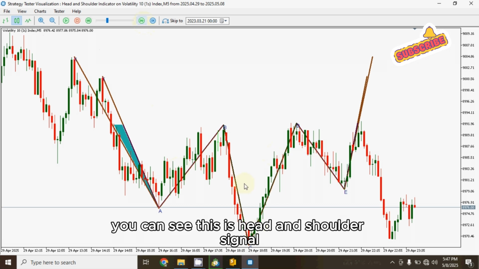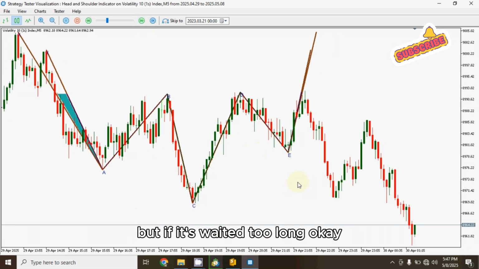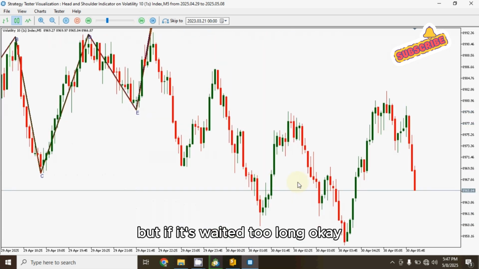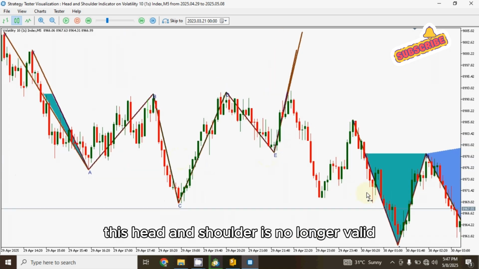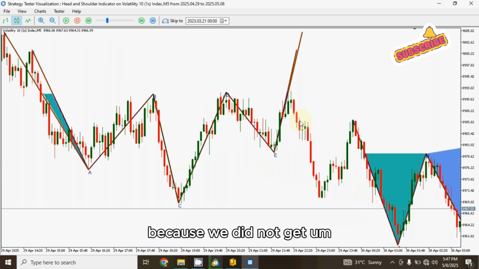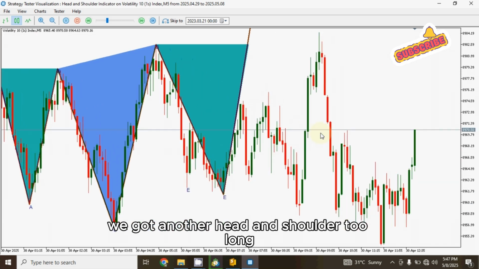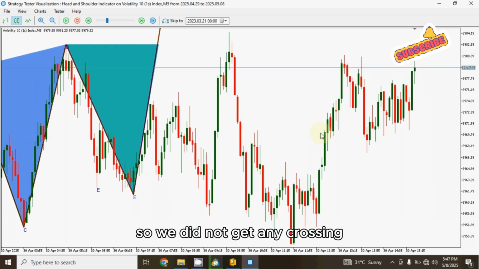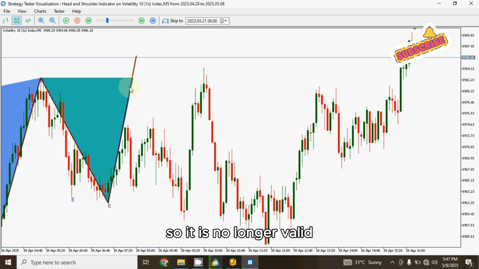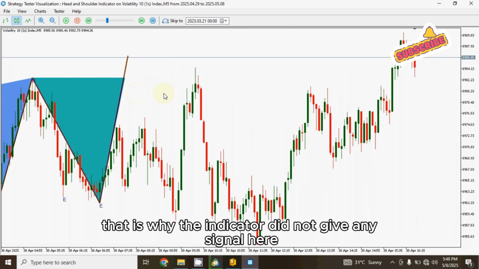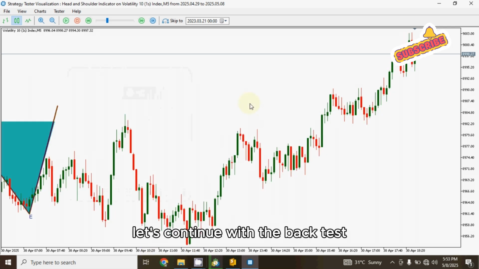You can see this is a head and shoulder, but if it waited too long, this head and shoulder is no longer valid because we did not get a crossing above D on time. Again, we got another head and shoulder, but too long, so we did not get any crossing, so it is no longer valid. That is why the indicator did not give any signal here. Let's continue with the back test.